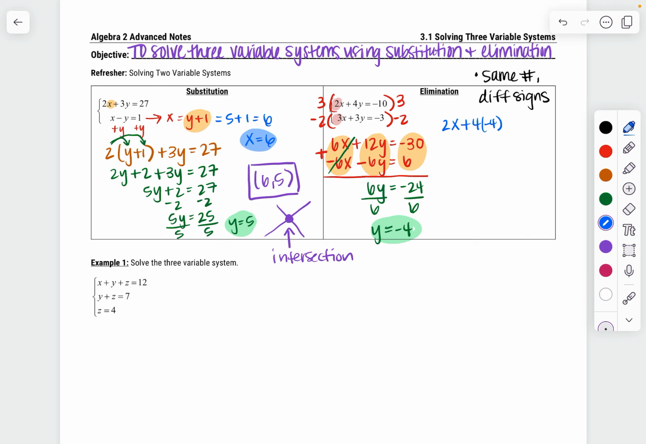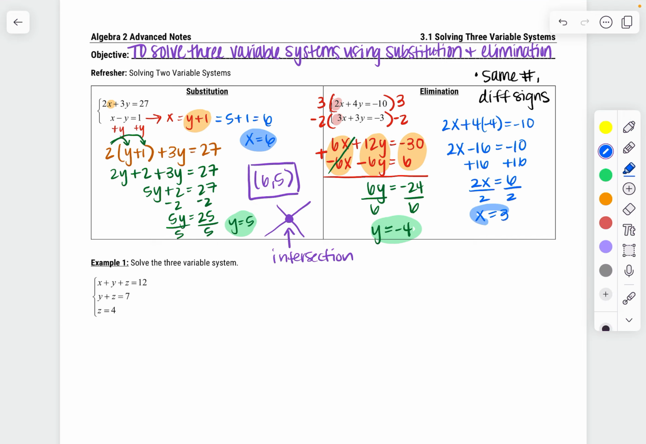So 2x plus 4 times -4 equals -10. All I did was take the first equation, and where there was a y value, I substituted in -4. So I'm going to have 2x minus 16 equals -10. I'm going to add 16, 2x is equal to +6, divide by 2, x is equal to 3.